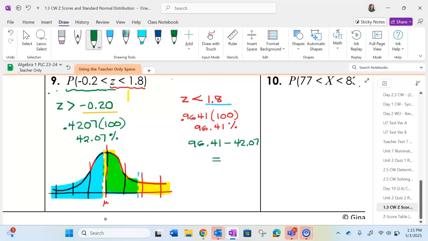And if I put this in my calculator, 96.41 minus 42.07, and you get 54.34, and that is your answer, 54.34%. And there's your answer. Okay, that is this green section. All right, let's try this one.